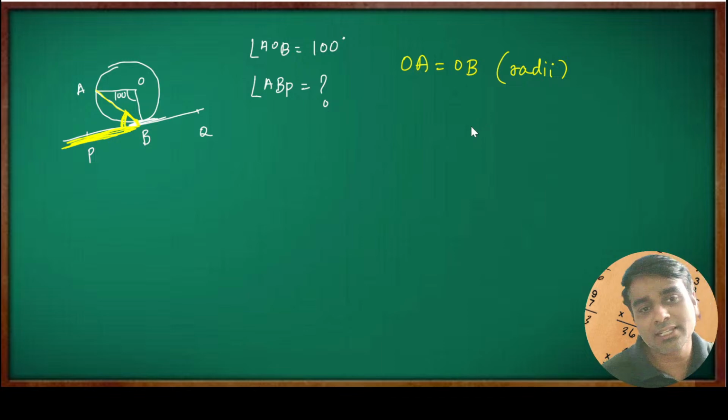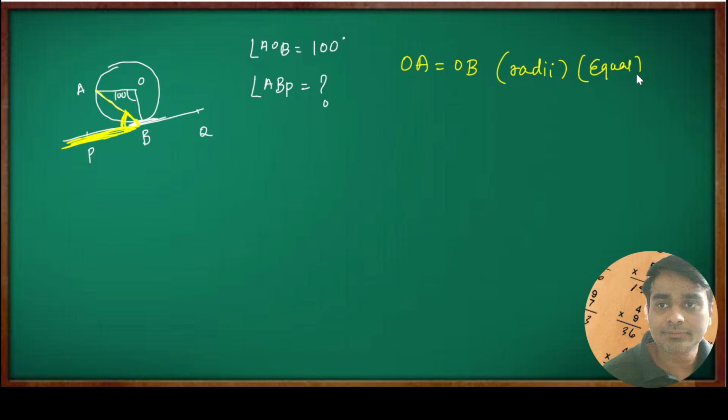Actually ABP is an external angle. It is acting like an external angle to the triangle. OA equal to OB. If these two sides are equal, that means this is an isosceles triangle. If that is the case, then we know that the angles opposite to these equal sides will always be the same. That means I can write this angle as x and this angle is also x.